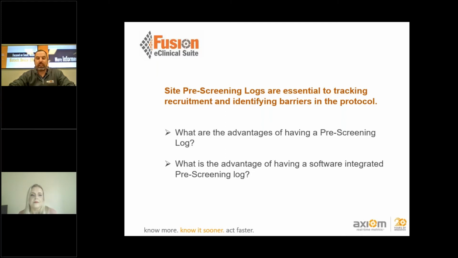Well, clearly in rare disease patients, the patient population is often very small and targeted, and a pre-screening log will really enable you to be able to see whether or not you're targeting the eligibility criteria correctly for that patient population.